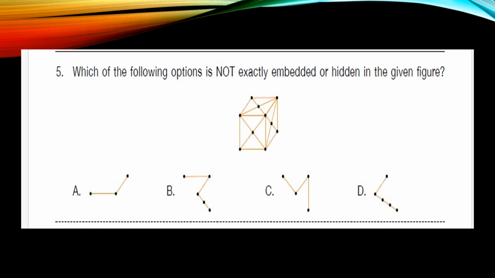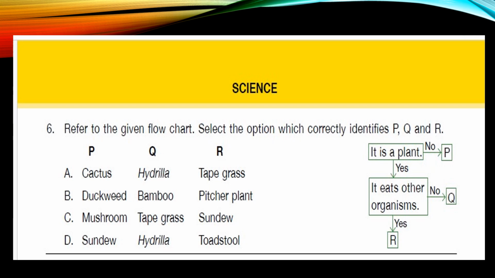Question number 5. Which of the following options is not exactly embedded or hidden in the given figure? And the right answer is option D. Question number 6. Refer to the given flowchart. Select the option which correctly identifies P, Q and R.